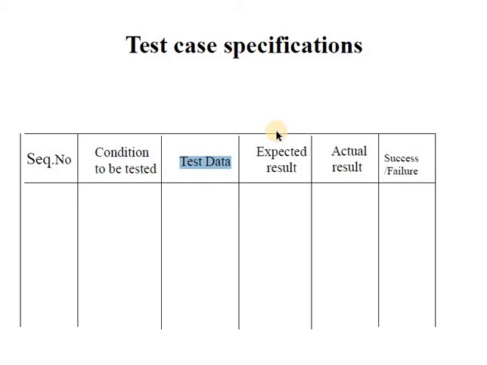A test case is simply a specification of a particular condition. The condition can be any condition in a program, or any procedure, or any task in a software product. So this is a simple format of a test case. It is a specification of the testing activity.